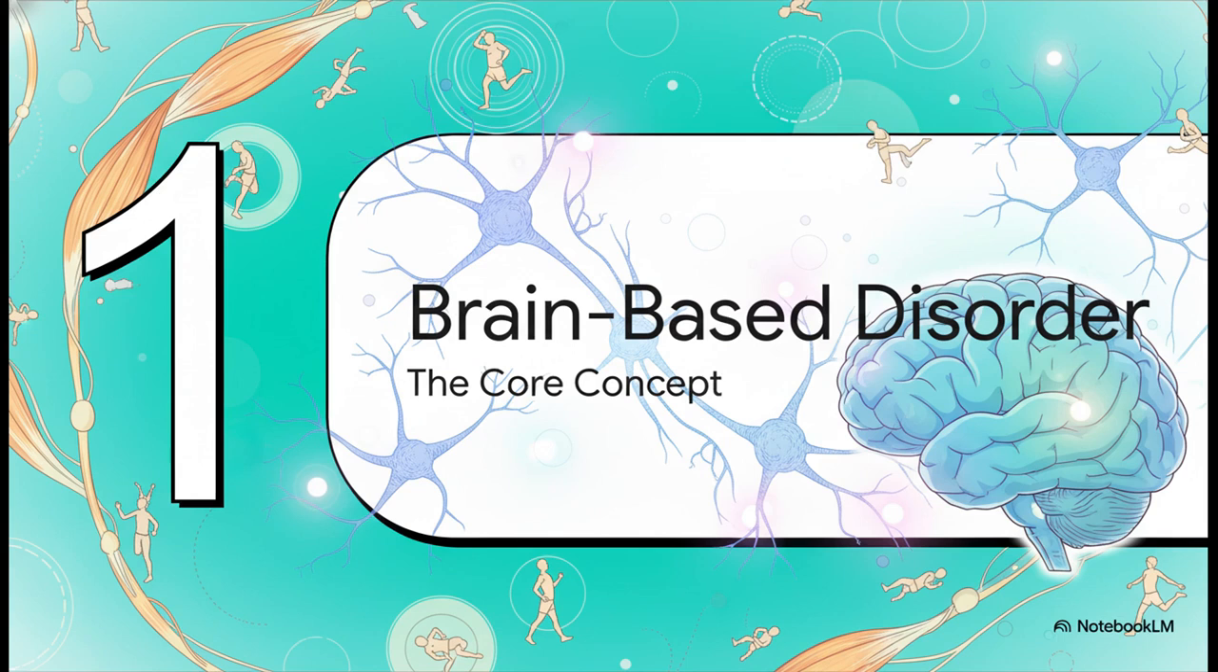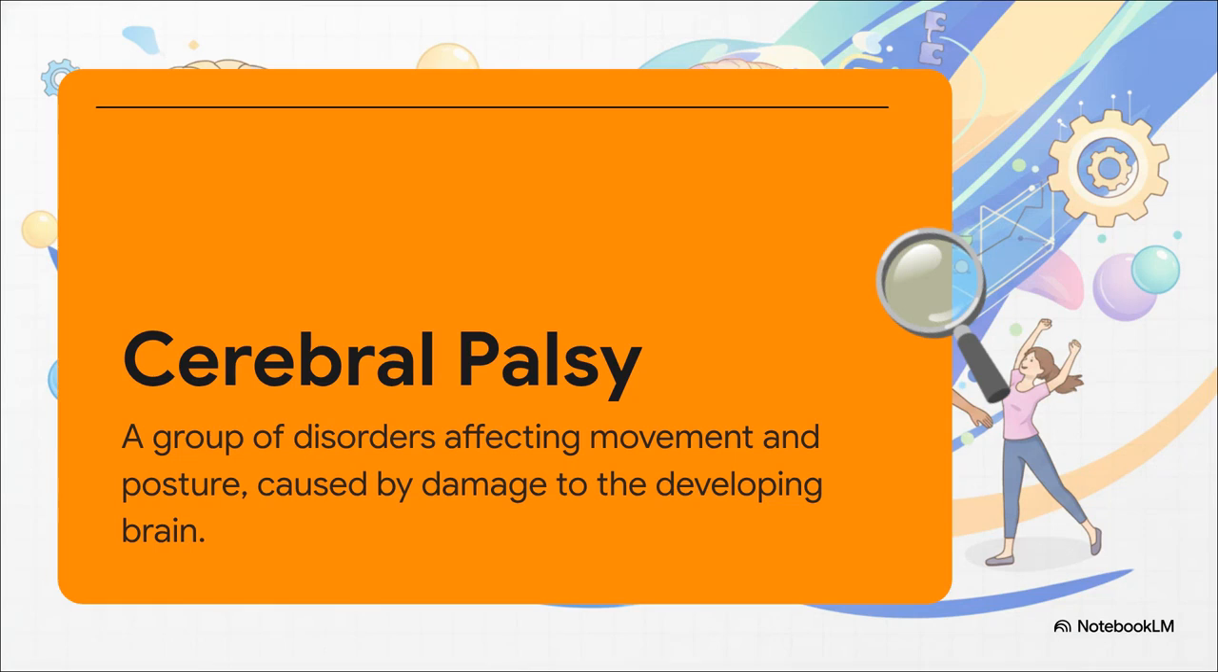All right, so let's start with the absolute foundation. To get what cerebral palsy is, you have to know this. It's a brain-based movement disorder. It all starts in the brain. Okay, that's a pretty official-sounding definition, I know. But there are a couple of phrases in there that are super important to pull out. First, group of disorders. That tells you right away this isn't just one single thing. And second, damage to the developing brain. This is huge. It means the issue originates in the brain, not in the muscles themselves.